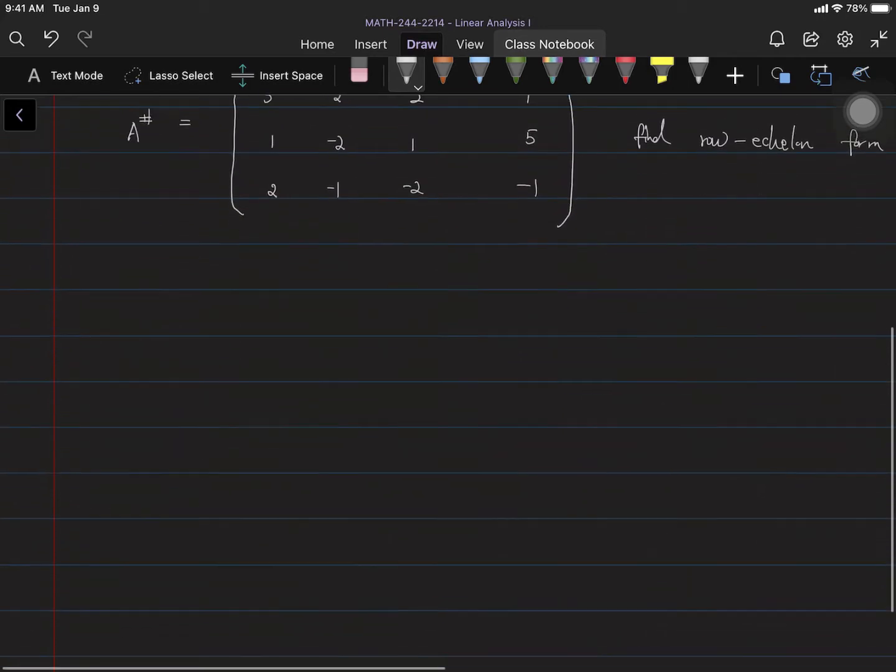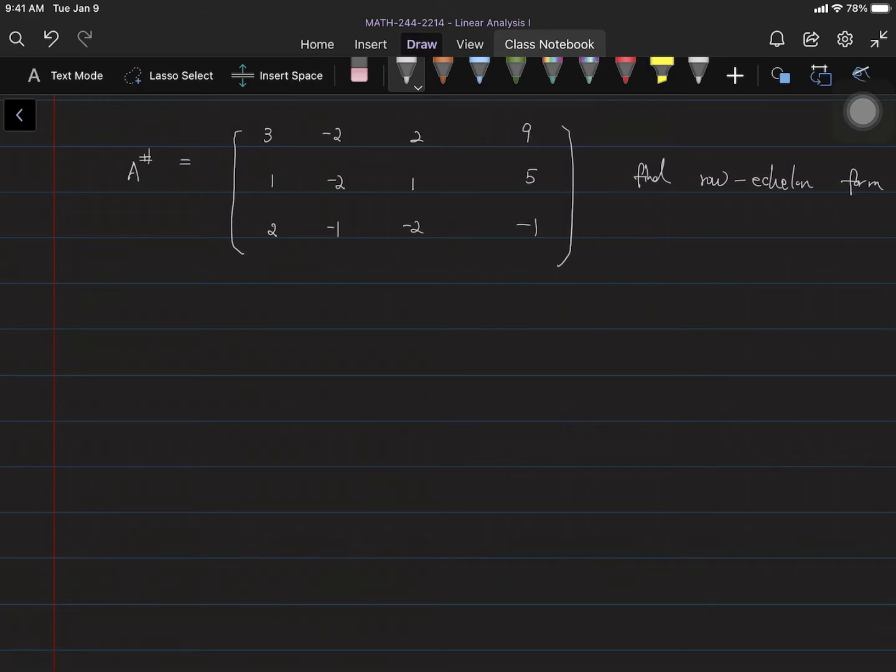Let's see. We did this several times. Let's just do a review. We need a leading one in the first row, so I'm going to switch the first row and the second row. 1, -2, 1, 5. This is like switching the order of two equations. 3, -2, 2, 9, 2, 1.